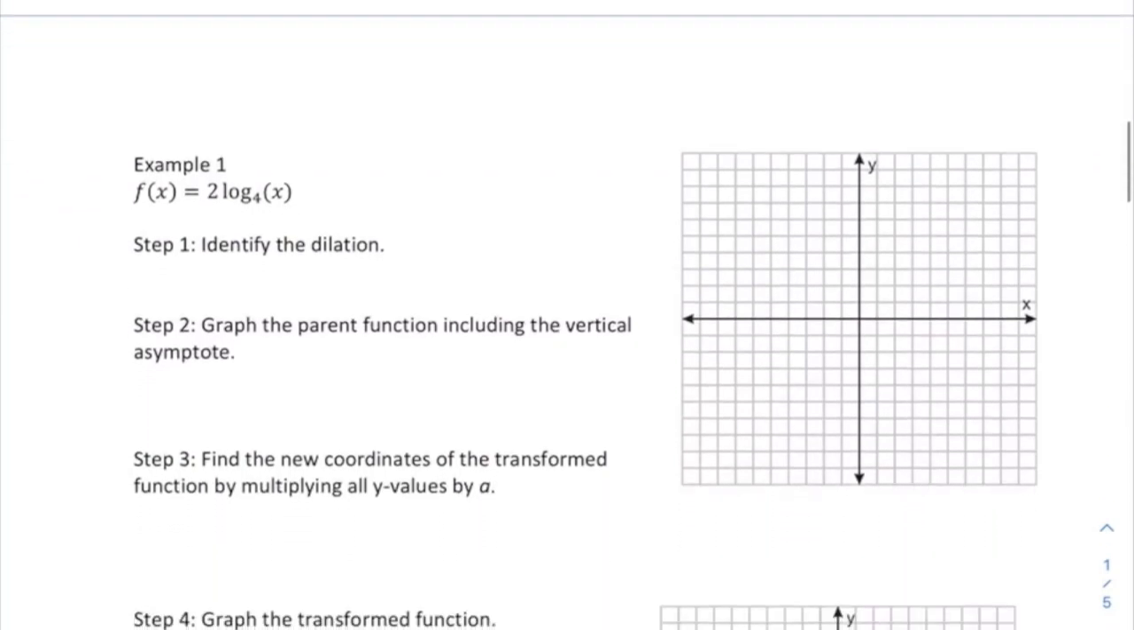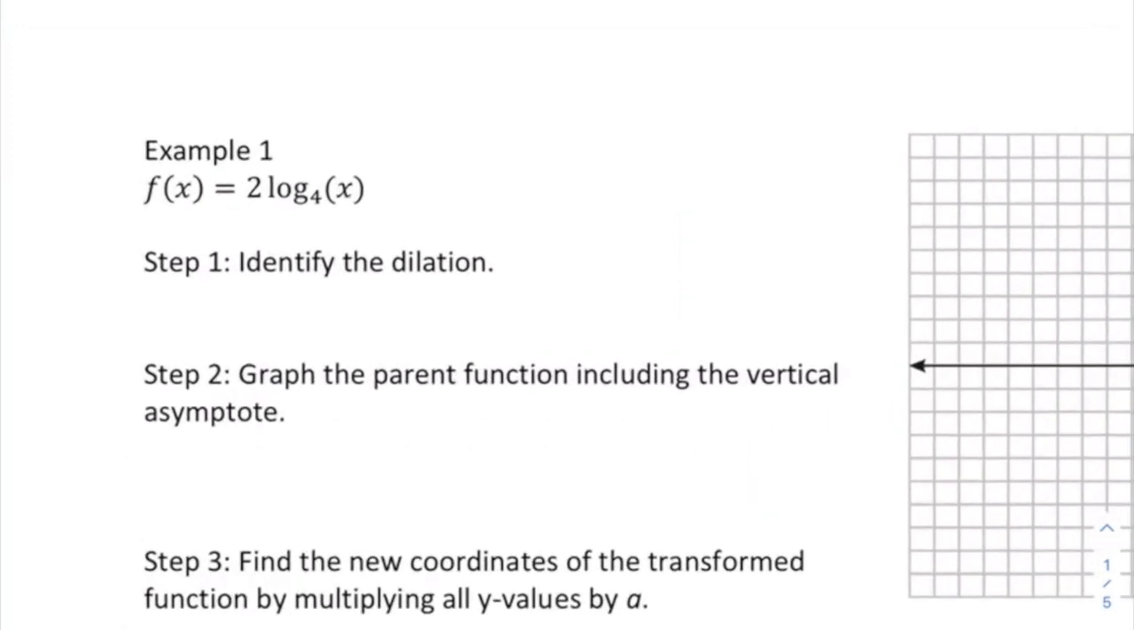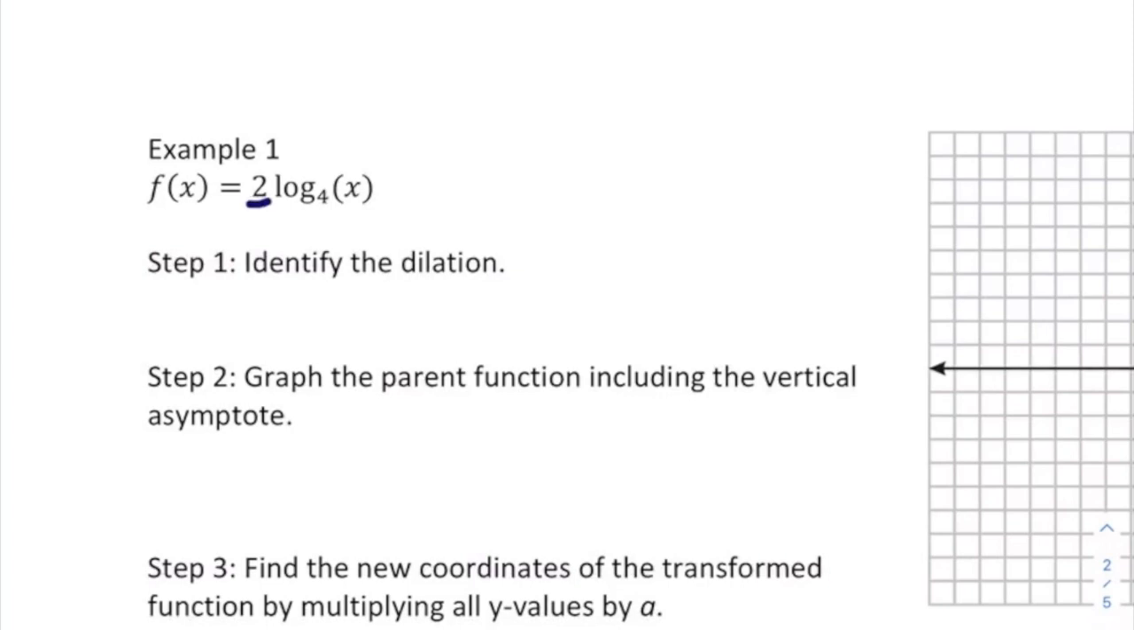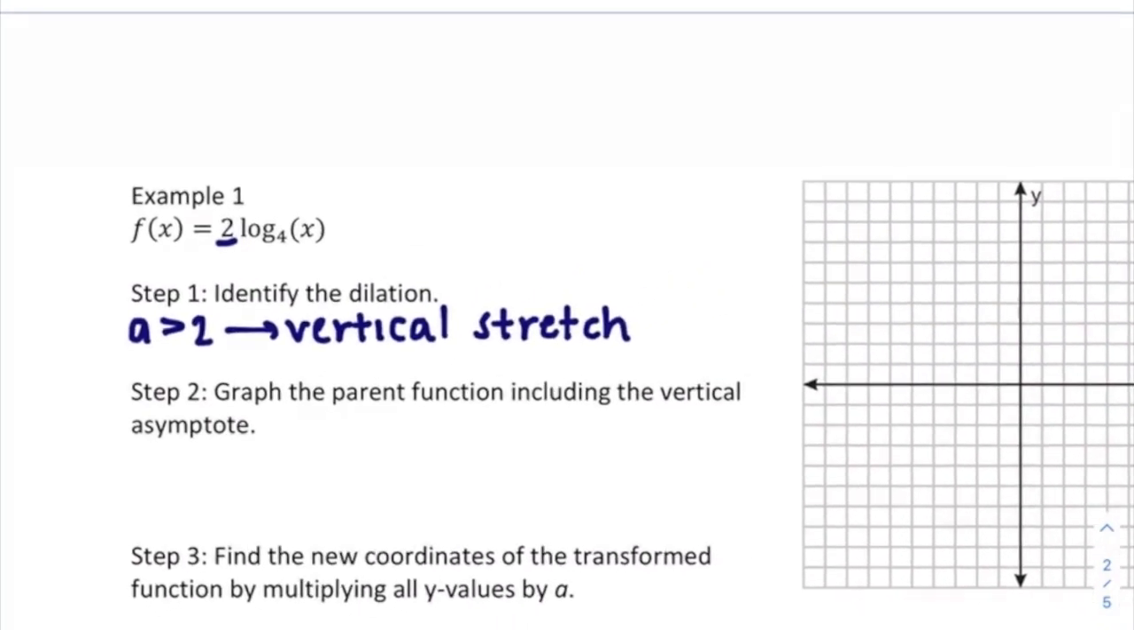Okay, for example 1, we have f of x equals 2 times log base 4 of x. The first step that we want to take is to identify the dilation on this function. If you notice, we have a 2 being multiplied, so a is greater than 1, that means we're going to have a vertical stretch. And this is the only transformation that we have on this graph.